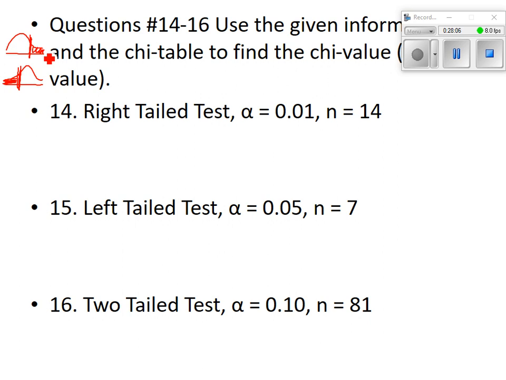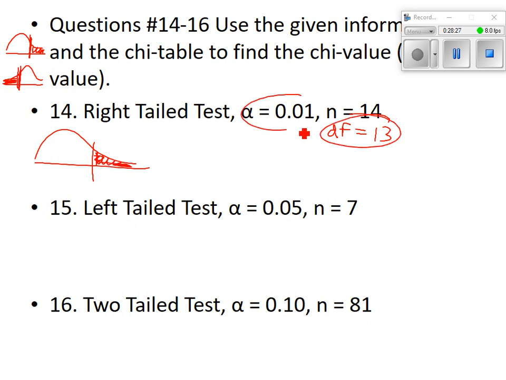So if you're right-tailed, all you're going to do on this, you find your DF. What's our DF if our N is 14? 13. So you find DF is 13, our alpha is 0.01. We're right-tailed, so that means we're going to be here somewhere. Look up on the chart, 13 and 0.01, and what's it tell you that your critical value is? 27.688. So that's if you're right-tailed.